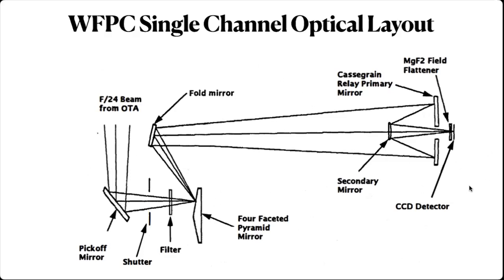Now, why do they do that? It seems like an extra complication to have to build 4 of these things. Why don't they just have 1? And the reason was this camera is supposed to have a wide field of view.